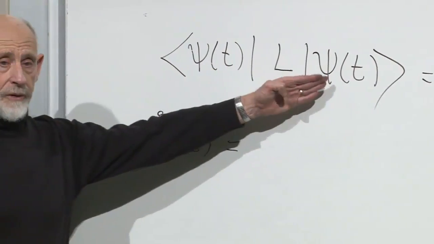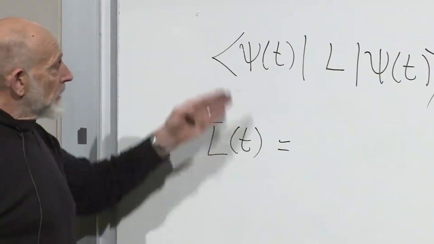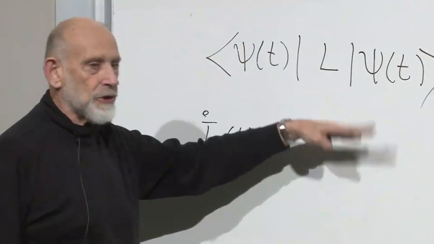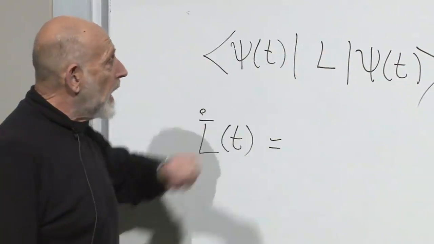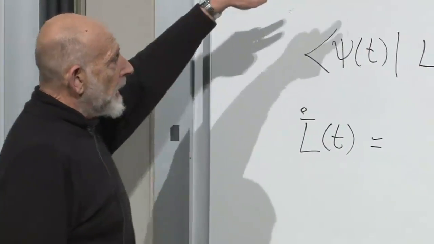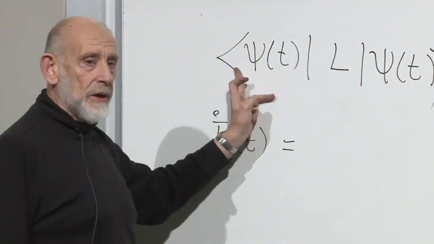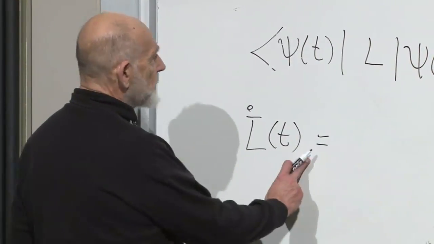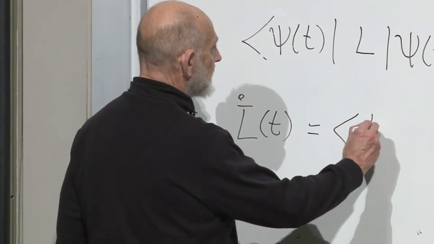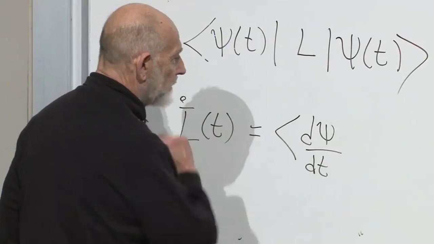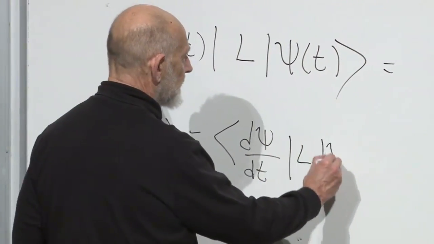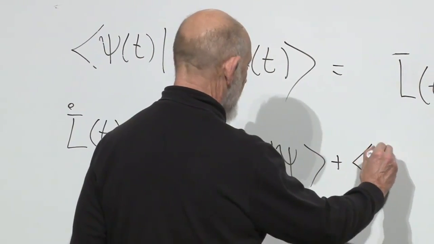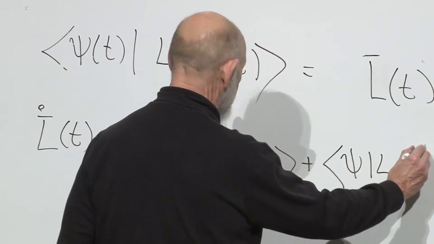The time derivatives act on the psi of t's. When you take the time derivative of a product, and this can be a product of vectors, a product of numbers, a product of functions, the rule is always the same. It's the time derivative of one times the other plus the time derivative of the other times the one. That's very general. So this is going to equal d psi by dt, the bra vector, L psi, plus psi L d psi dt.